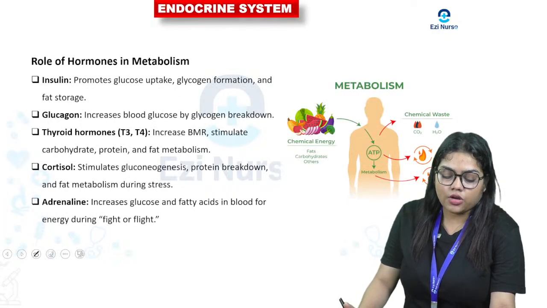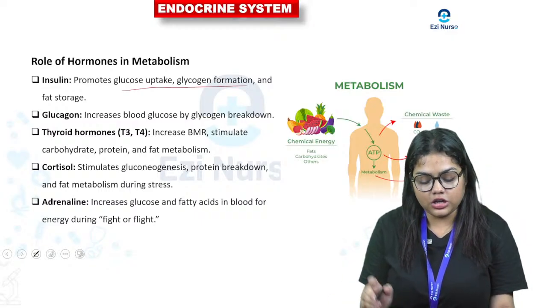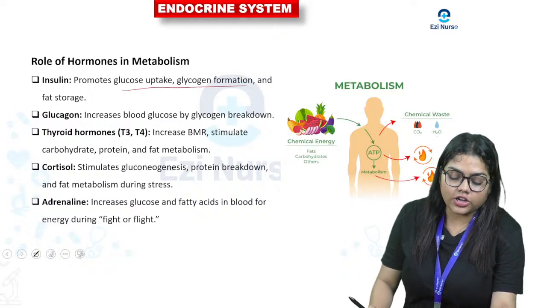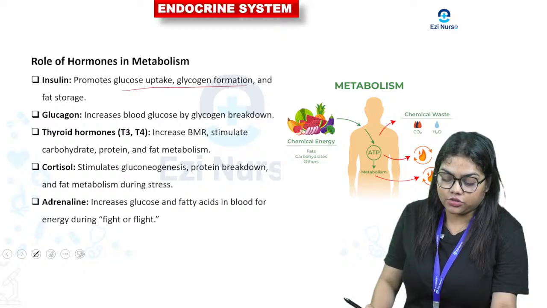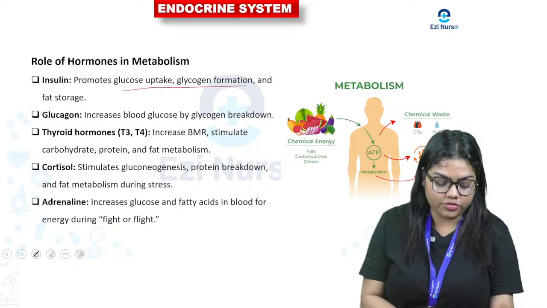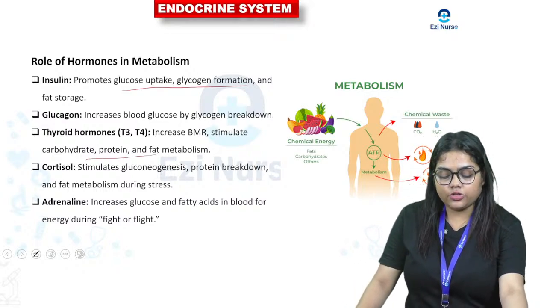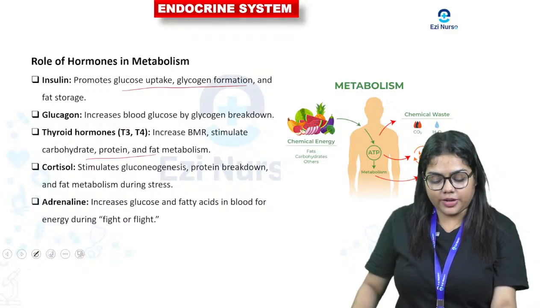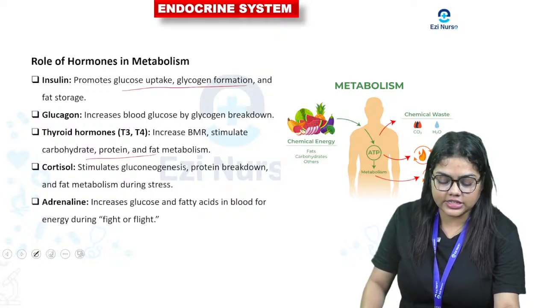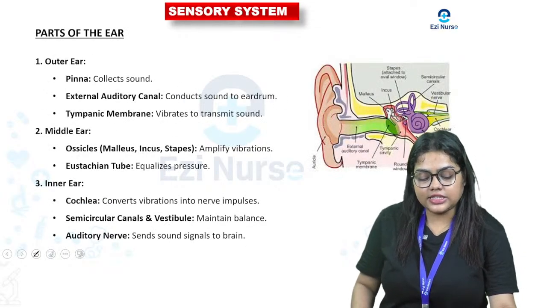Okay. Now, the role of hormones in metabolism, and how it is important. Insulin promotes glucose uptake, glycogen formation and fat storage. Glucagon increases blood sugar by breaking down glycogen. Thyroid hormone increases the basal metabolic rate and stimulates carbohydrate, protein and fat metabolism. Cortisol stimulates gluconeogenesis, protein breakdown and fat metabolism during stress. And lastly adrenaline increases glucose and fatty acids in the blood for energy during fight or flight mode.